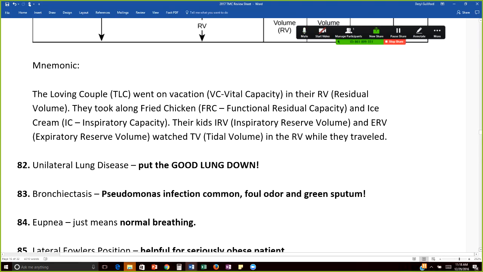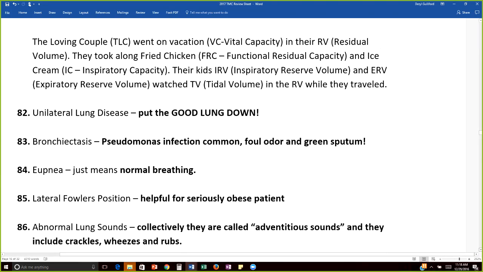Unilateral lung disease, good lung down. If the patient has a bad lung and a good lung, we go good lung down to improve their VQ matching. Bronchiectasis, Pseudomonas is the common infection with a foul odor and green sputum.